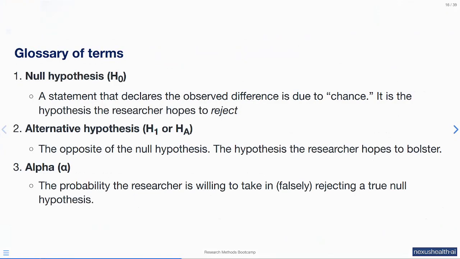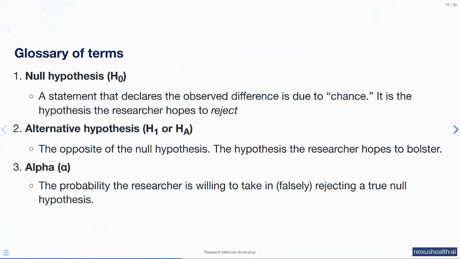We shall now consider some terms that we use in hypothesis testing. The null hypothesis is a statement that declares the observed difference is due to chance. It is the hypothesis the researcher hopes to reject. The alternative hypothesis is the opposite of the null hypothesis. It is the hypothesis the researcher hopes to bolster.